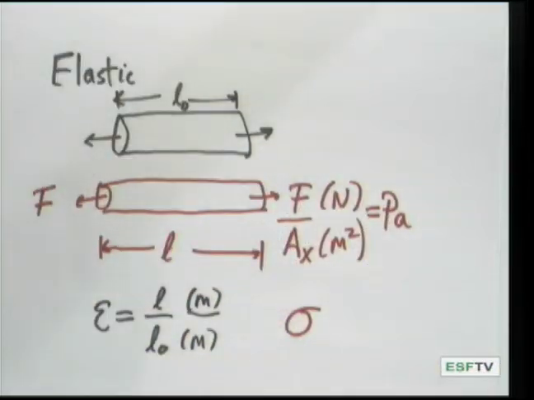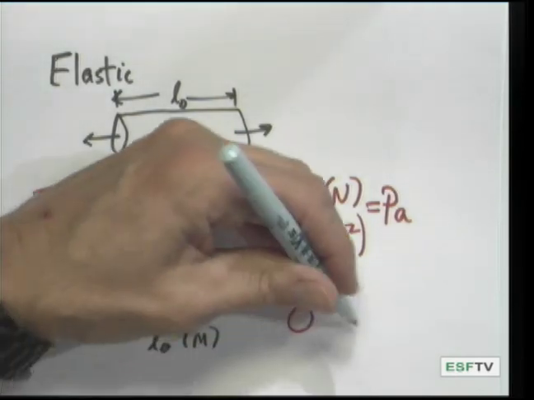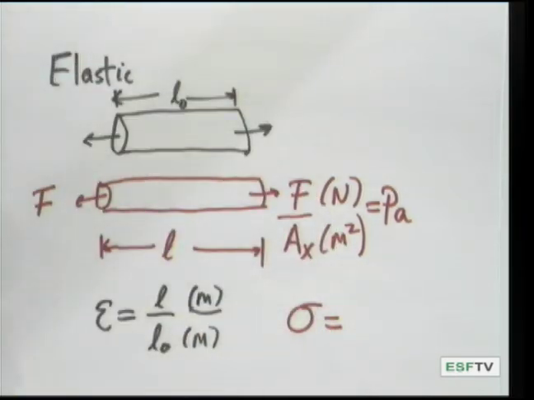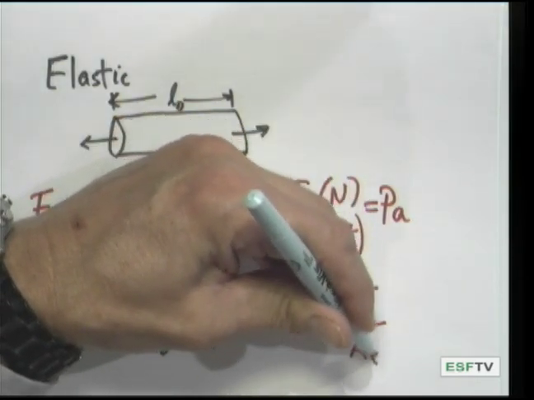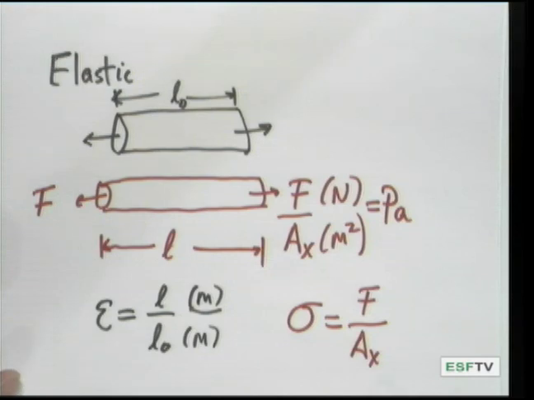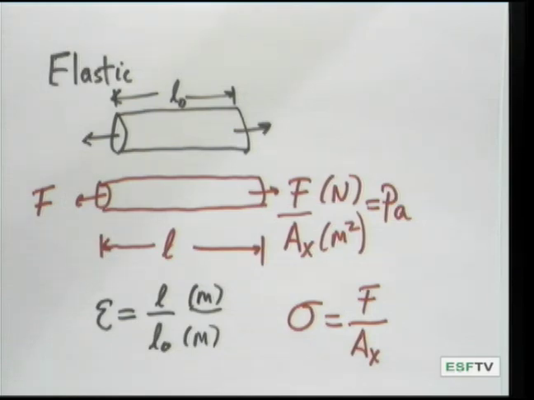And this force acting across an area is the formal definition of stress. Now, stress is usually symbolized with a Greek sigma, and the stress is actually the force over the cross-section area of whatever object it's operating through. And this means that, therefore, the stress is formally a pressure.